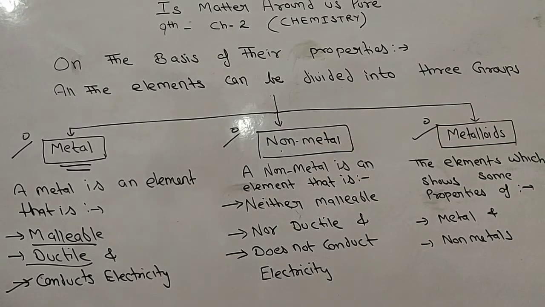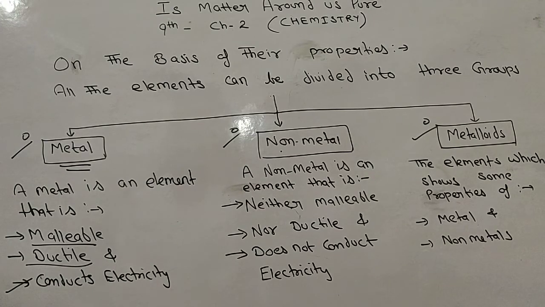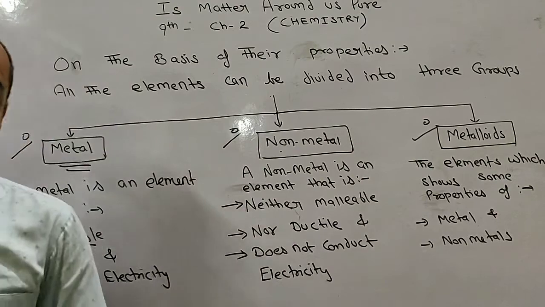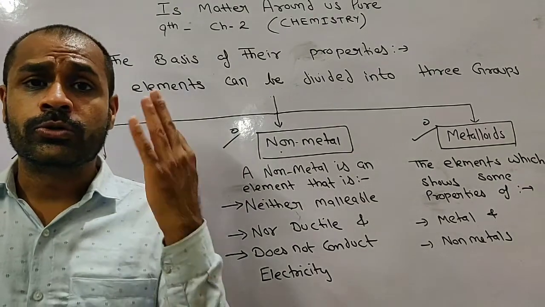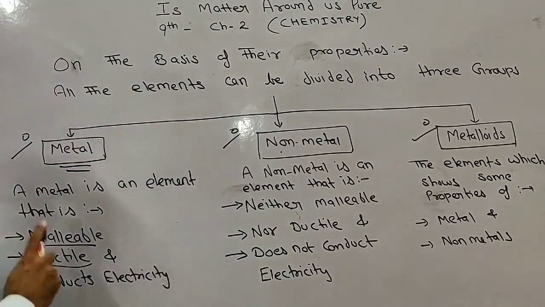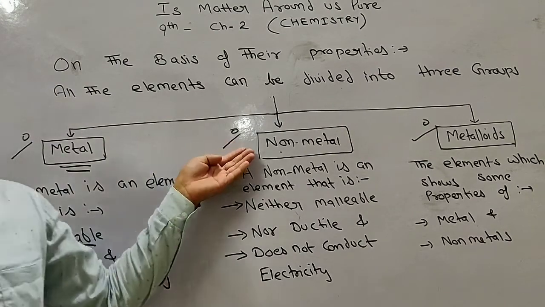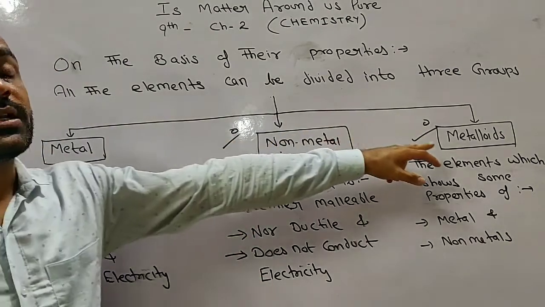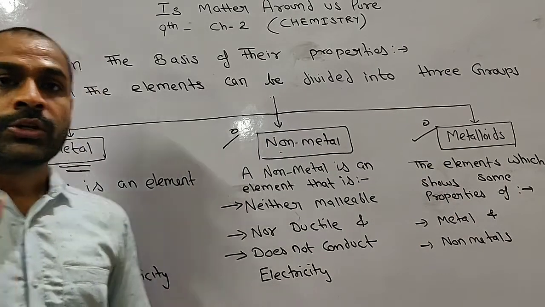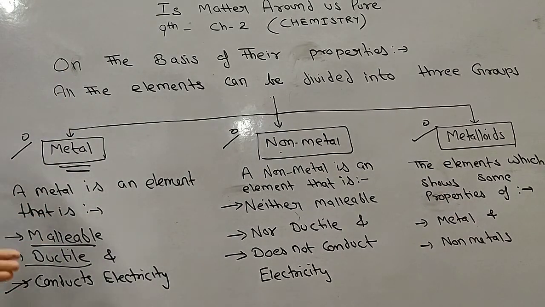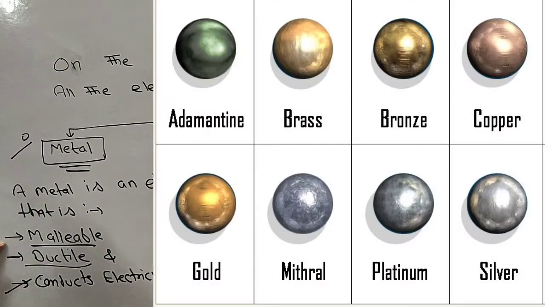Hello students, so today we will discuss the types of elements. On the basis of their properties, elements can be subdivided into three parts. One is metal, second is non-metal, and the last is metalloids. Metal is an element that is malleable, ductile and conducts electricity.